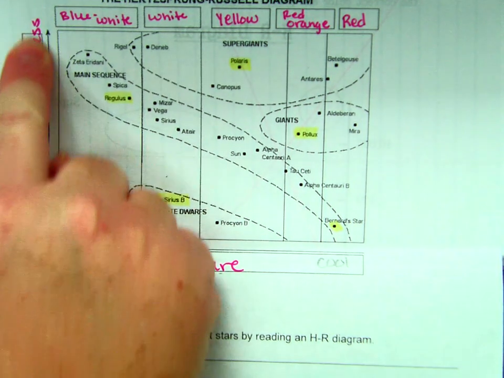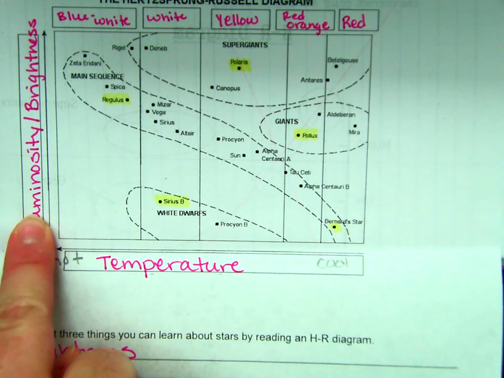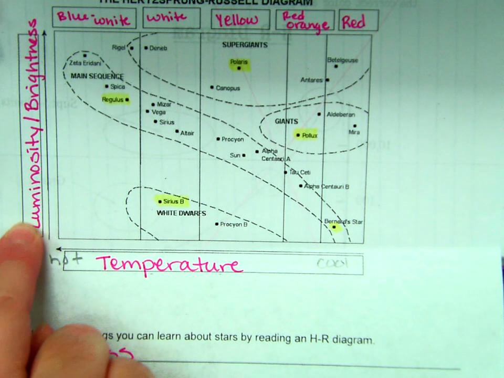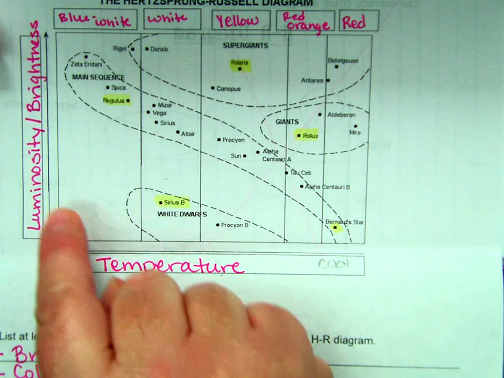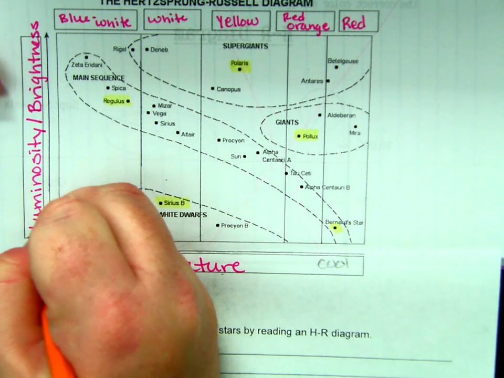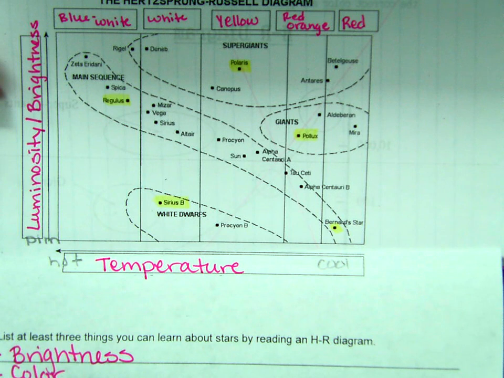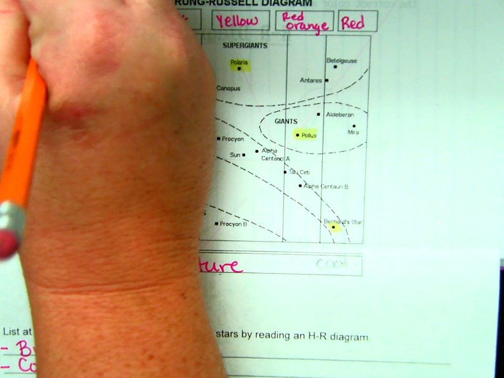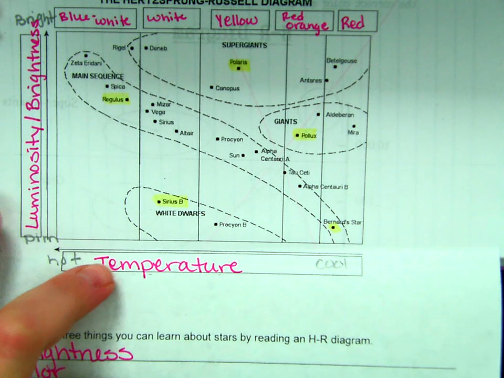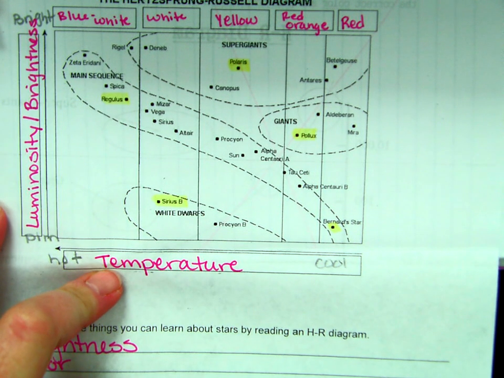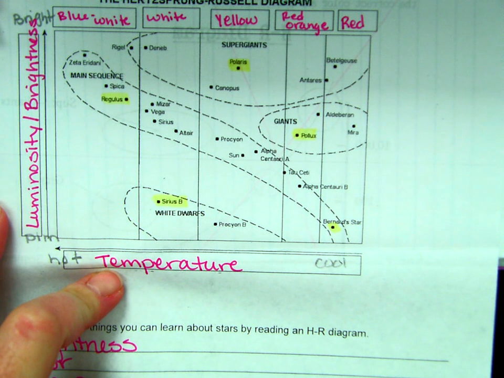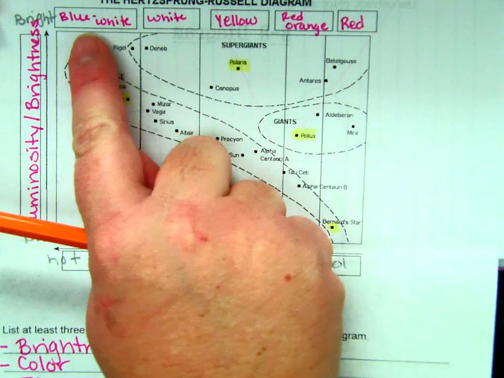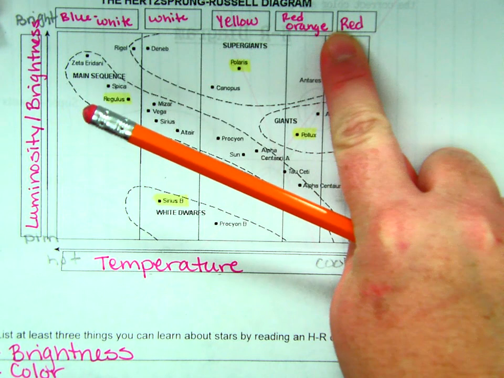On the y-axis, we have what's called luminosity, or what's simply referred to as your brightness. And it goes from the bottom, which would be considered dim, up to the top, which is going to be considered bright. And those are the two bases that they first decided to plot stars by. But then, as time went on, they realized that not every star is the same color. So they added in colors of stars across the top of the graph.